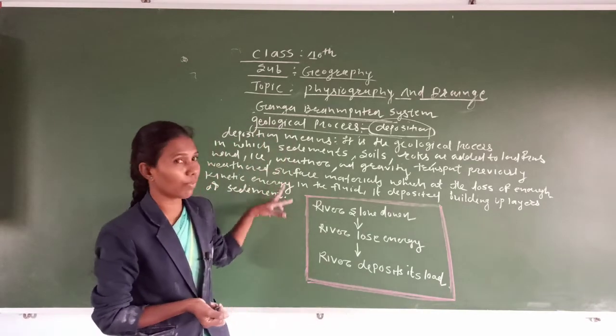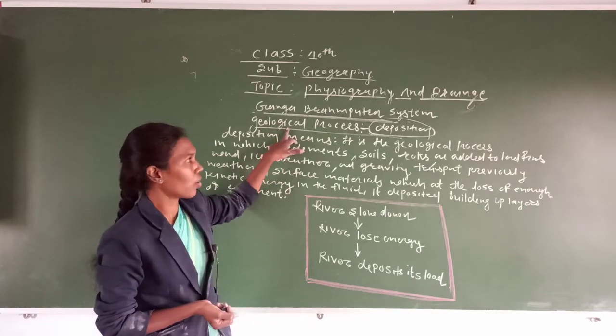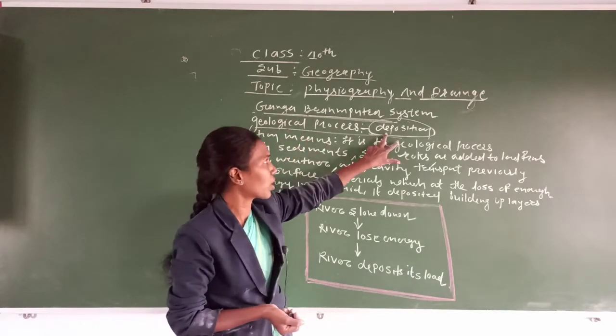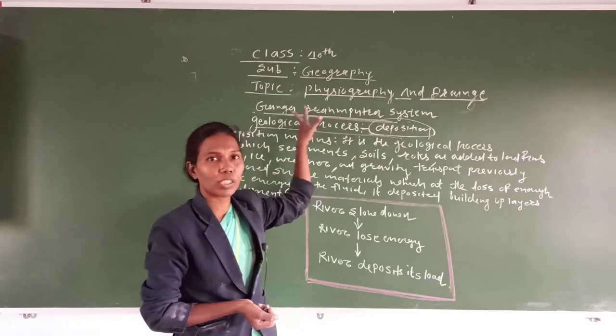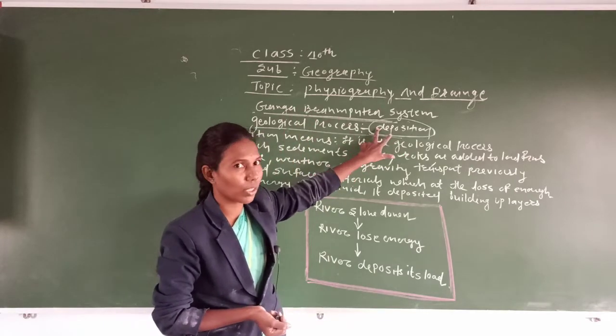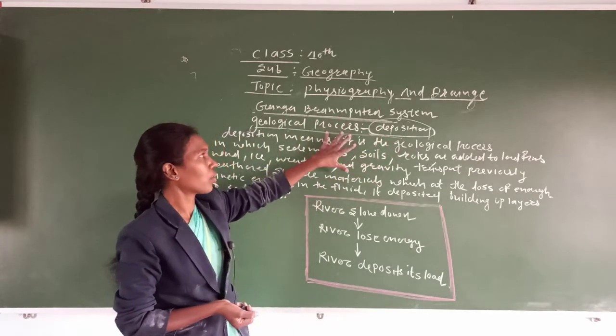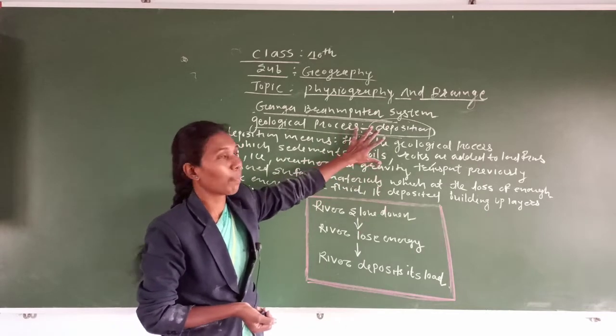So first we get the definition of the formation. Geological process means deposition, and deposition means geological process. Now let us understand how this geological process of a river, which we call deposition, works.